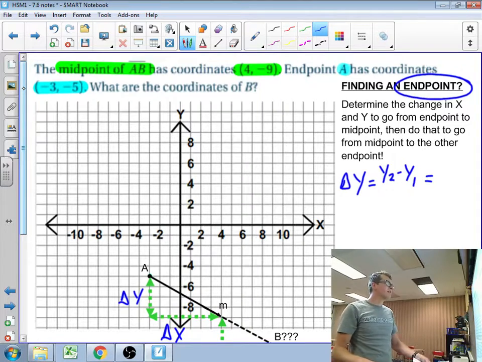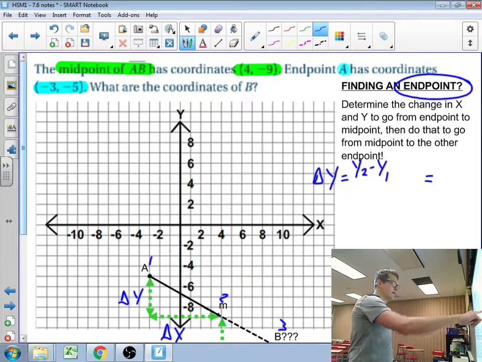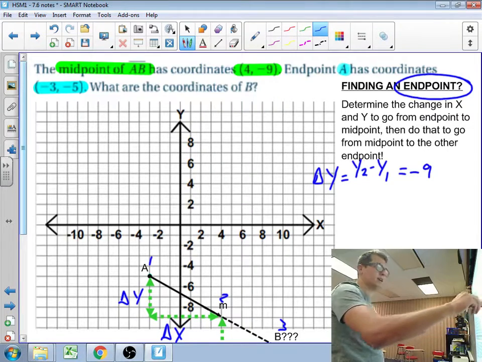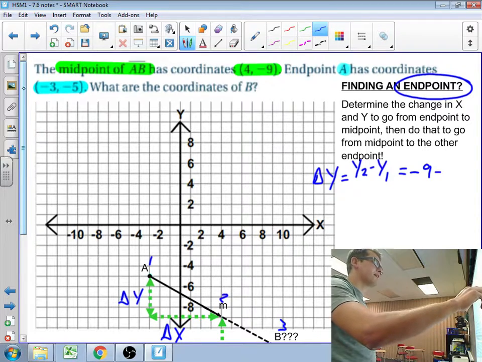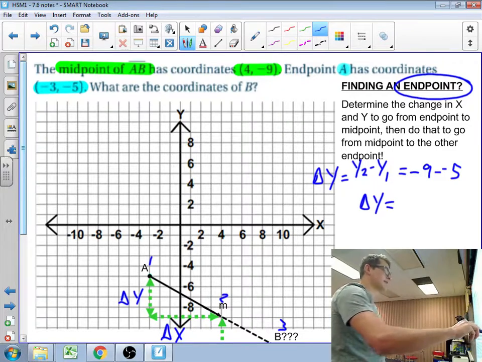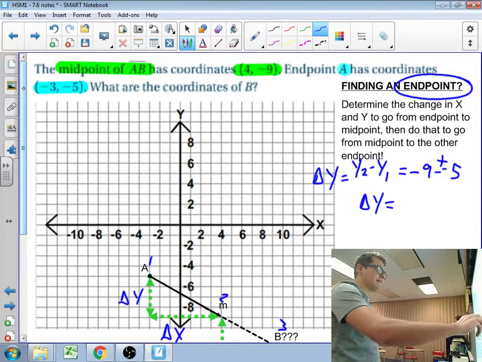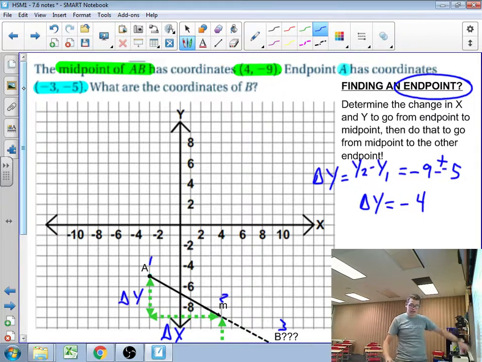So here, I'm going to say that my midpoint is point 2 because I'm essentially looking at these points as point 1, point 2, and then B will eventually be kind of like my point 3. So Y2 minus Y1, I set up that my Y value for my midpoint was -9, and my Y value for A was -5, so minus a -5. So my delta Y comes out to be, well, -9 minus a negative, that actually becomes plus a positive. So that is -4. So I can see from A to the midpoint, I went down by 4.